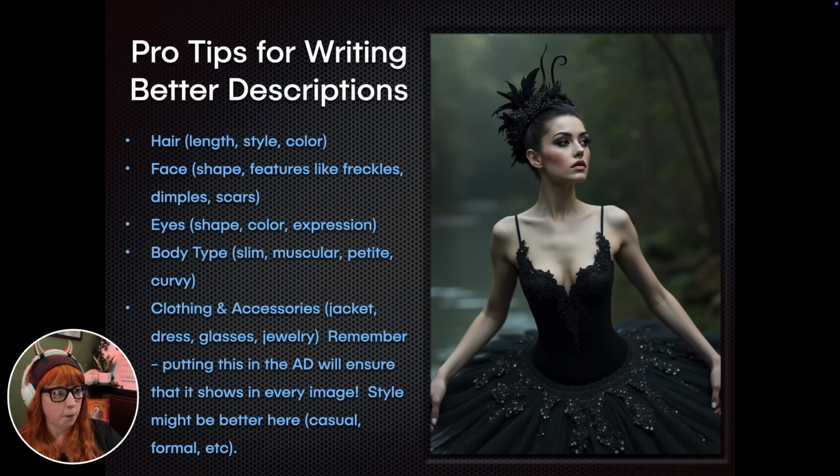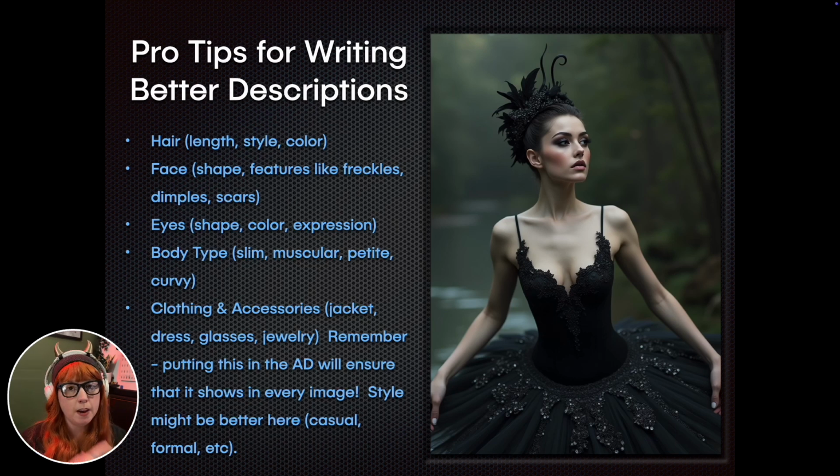So here's the next one. Pro tips for writing better descriptions. This is your list of things that you want to include in your avatar description. Hair, and this can be one sentence: length, style, and color. So Kin has very long rainbow hair that is cut in layers, right? That's one sentence, but it describes the hair. Kin has a short platinum spiky pixie cut. Kin has medium length, dark brown hair. You see what I mean? You want to have all of that in one sentence.